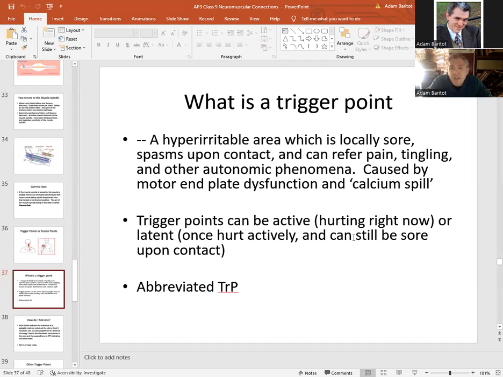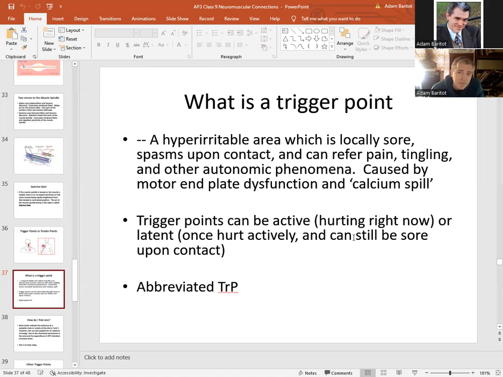Motor end plate dysfunction means that the area of the motor end plate, when you send nerve signals across to it, when you send acetylcholine, will flood the area with calcium whenever that signal occurs, and then draw that calcium back out of transverse tubules. Some of you remember that from AMP1. Well, if that structure is damaged or if it's overly tired and the calcium's not flowing back, you've got a bunch of calcium ions floating around that area called calcium spill.